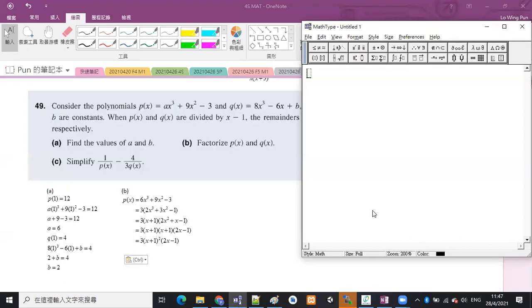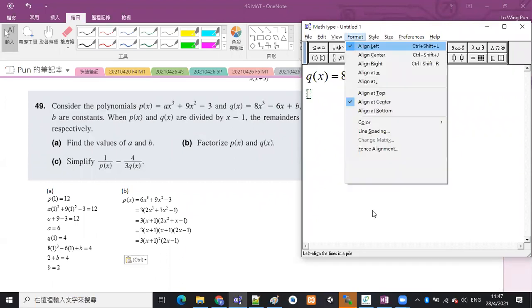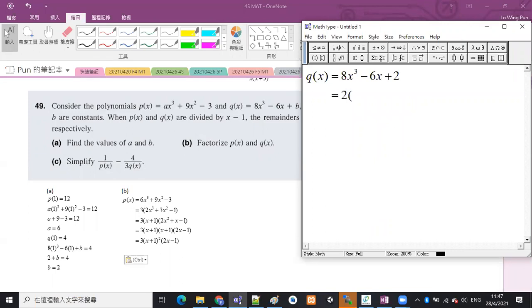And for the Q(x), we do the same thing. Q(x) is 8x cubed minus 6x plus b, and b is 2. First, take out the common factor 2, and then write down the remaining factor. Okay, and again, we need to further factorize this.